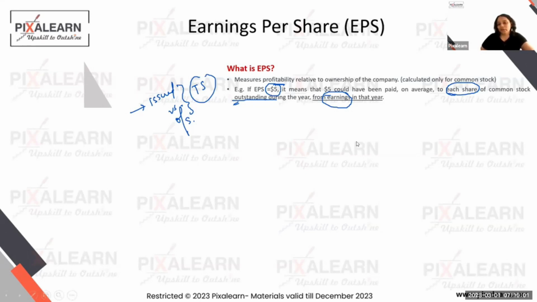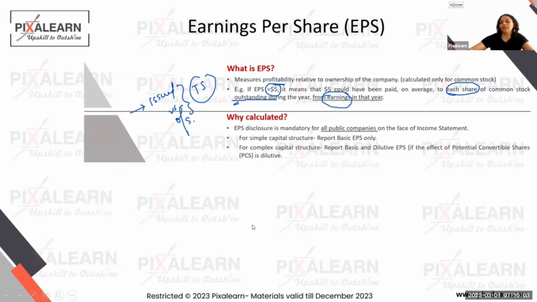Okay, so why do we calculate this? Why do you think the earnings per share needs to be calculated? Because it is a mandatory disclosure for all public companies. And where do you show this? You show it on the face. We saw it on the main face of the income statement.